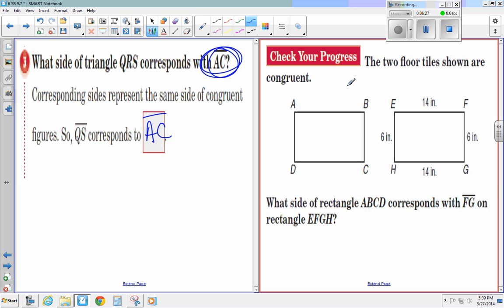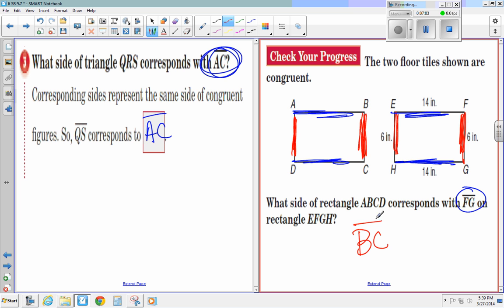The two floor tiles shown are congruent. What side of rectangle ABCD corresponds with FG? So let's set this up. Let's do the color coding. We know this side and this side are equal. We know this side and this side are equal. So the question is, which side corresponds with FG? So FG is this red side here, and it corresponds with BC.